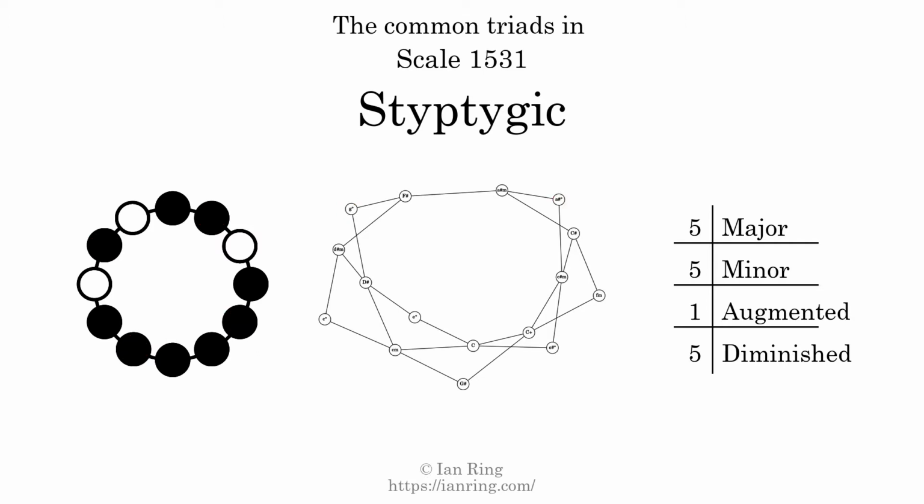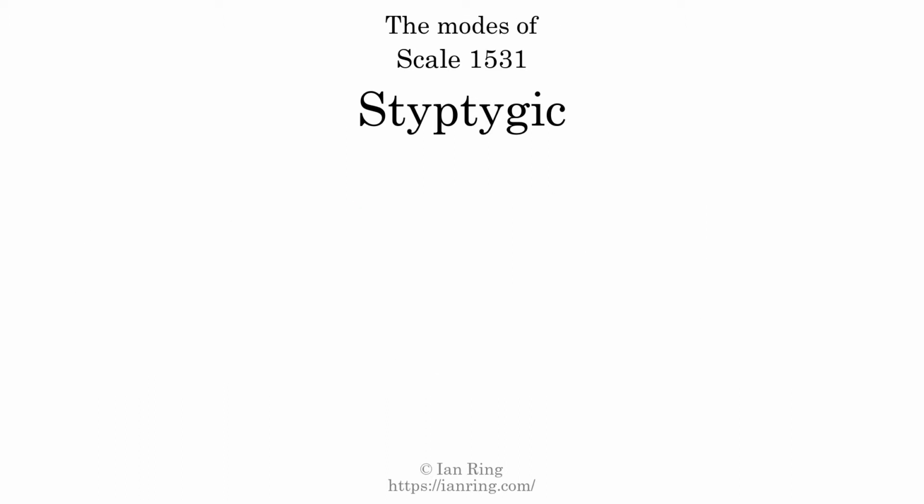Here is a Hamiltonian path of parsimonious voice leading that uses all the triads. This scale has 9 modes. The first mode is itself.